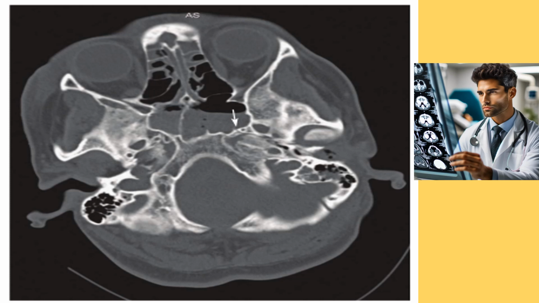The most important thing in the emergency department is not to stick anything into the patient's nose, such as attempting nasal intubation or a nasogastric tube. If the cribriform plate is damaged, you can easily push these into the cranial vault.